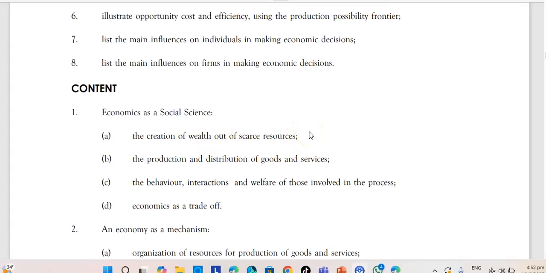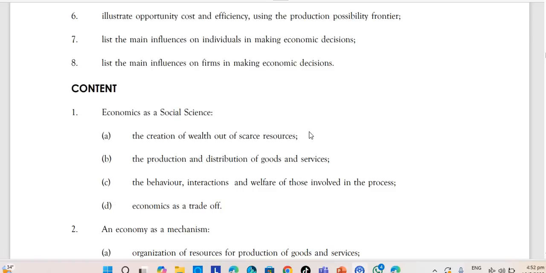Another key aspect of economics is the creation of wealth out of scarce resources. Now, in economics, when we talk about resources, we are looking at land, labor, capital, and entrepreneurship, which are limited. Economics explores how to maximize output. Output means wealth from these limited resources. How can we make money? How can we achieve wealth from the limited resources that we have to work with? The goal is to use resources efficiently to meet the needs and wants of society.